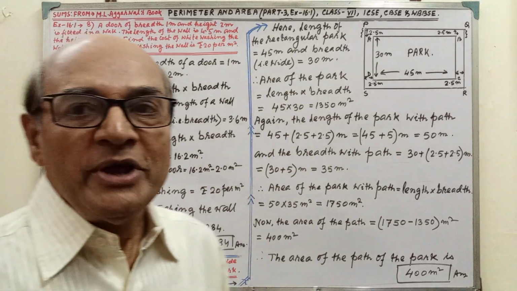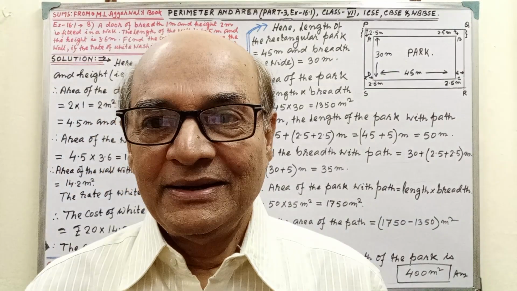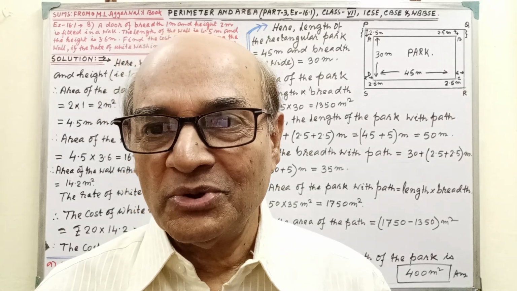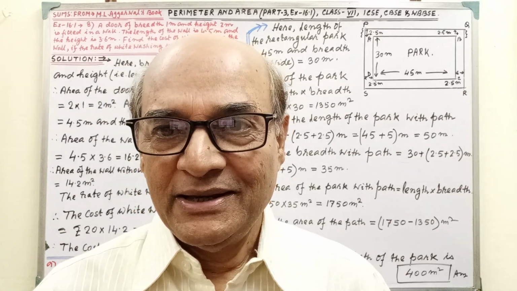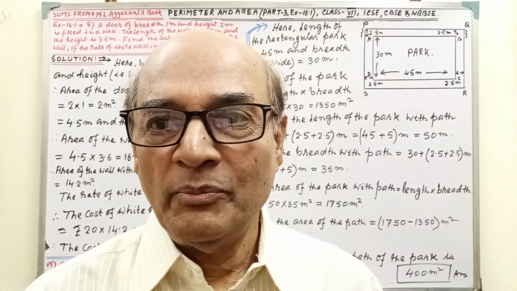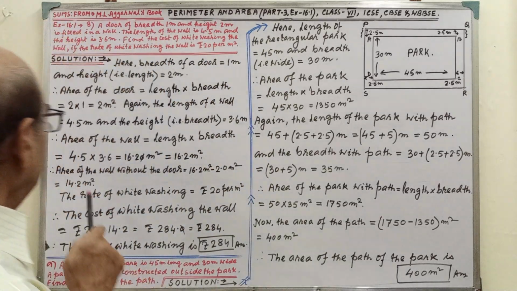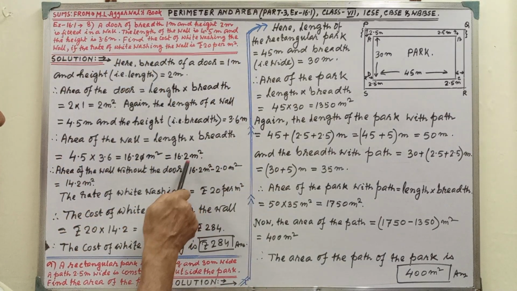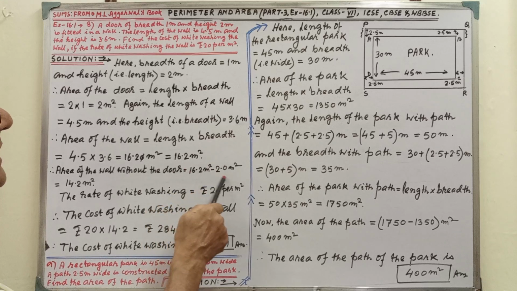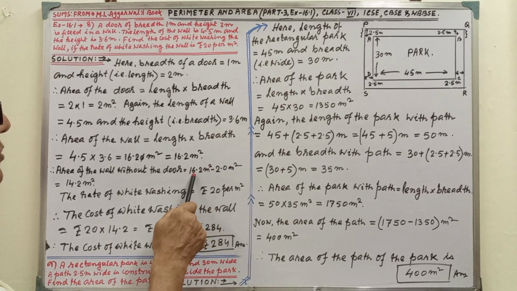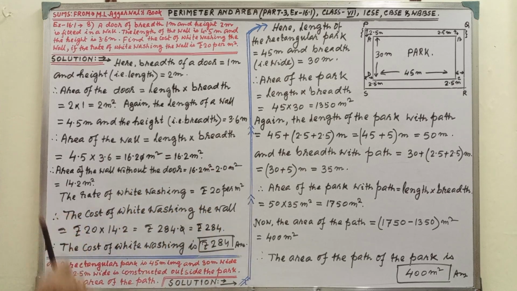Now we have to find out the area of the wall without the door. Why without the door? The door will not be whitewashed. This is why the area of the door will be subtracted from the area of the wall. The area of the wall is 16.2, and this is the area of the door. In that way we are getting 14.2 meters square.